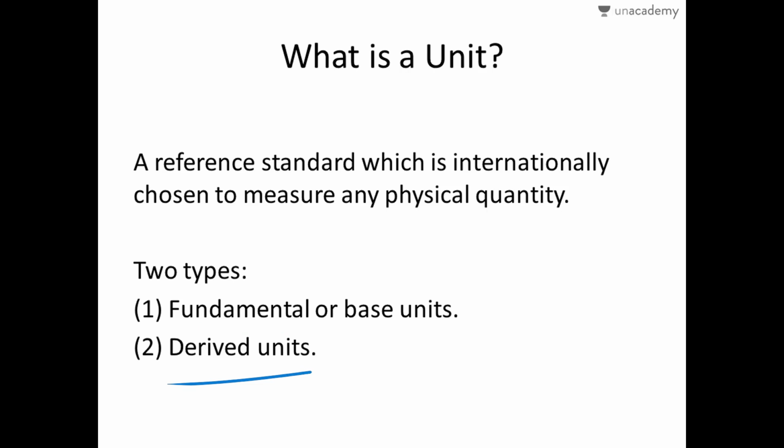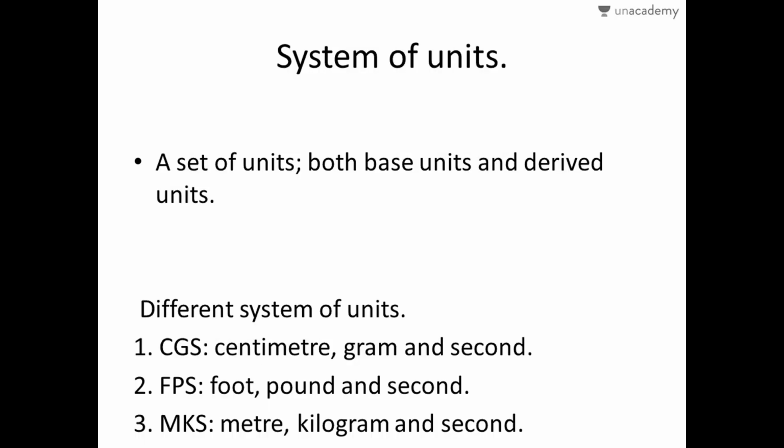Units for the fundamental or base quantity are called fundamental or base units, and the units for all other physical quantities can be expressed as a combination of the base units, and these are called derived units. Now, there are systems of units, and what is it exactly? A complete set of such basic and derived units is called a system of units.